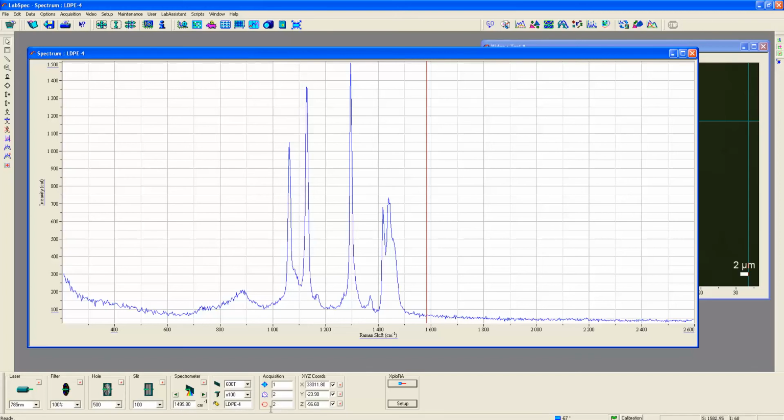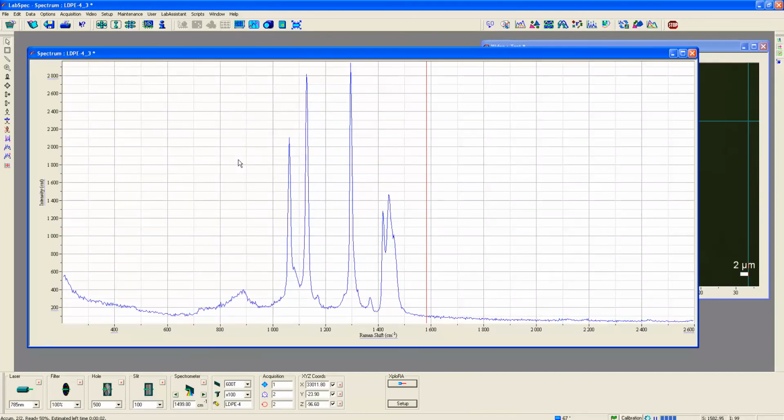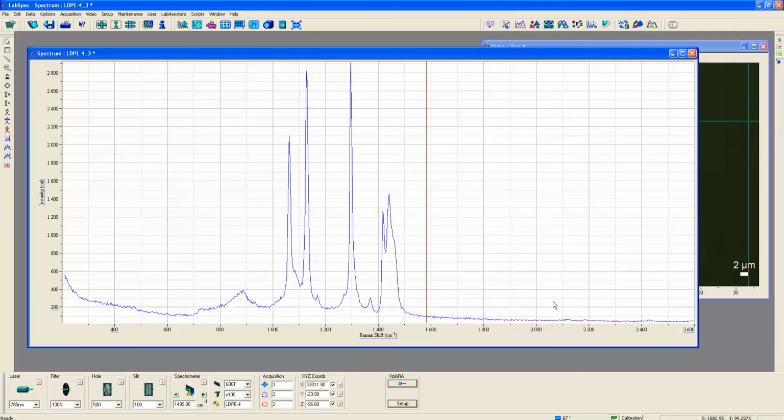We have a 100x objective. This happens to be a long working distance objective, and the acquisition is 2 seconds. This acquisition of the spectrum will be 2 seconds for 2 accumulations, for a total of 4 seconds. All right, so let's get a spectrum of this oriented film. Okay, that's done.